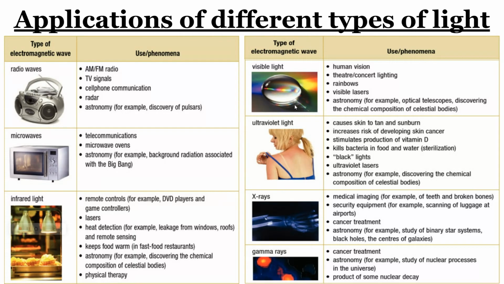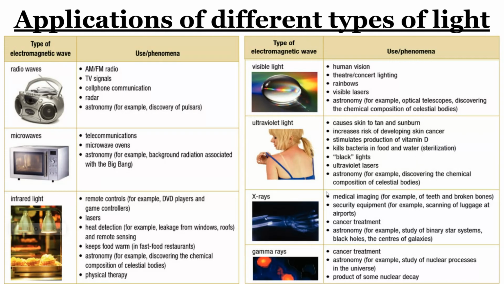You can see visible light, that's more intuitive. You use it for human vision, visible lasers, rainbows. Ultraviolet light, that's light from the sun. It can cause sunburns and skin cancer, but it's also very important for a variety of things, like helping to stimulate the production of vitamin D within the body. It can be used to sterilize food and water. You can actually use UV light to kill bacteria within food and water.